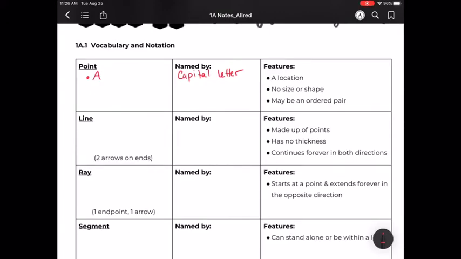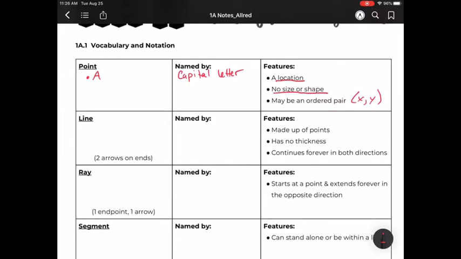But the feature of a point is that it's a location. Because it's just a location, an identified place, it has no size or shape. You can't measure a point. Now, it could be an ordered pair, x comma y, and we could give it a location specific to an x-axis and a y-axis. But for the most part, we're just dealing with points out here in space like this.